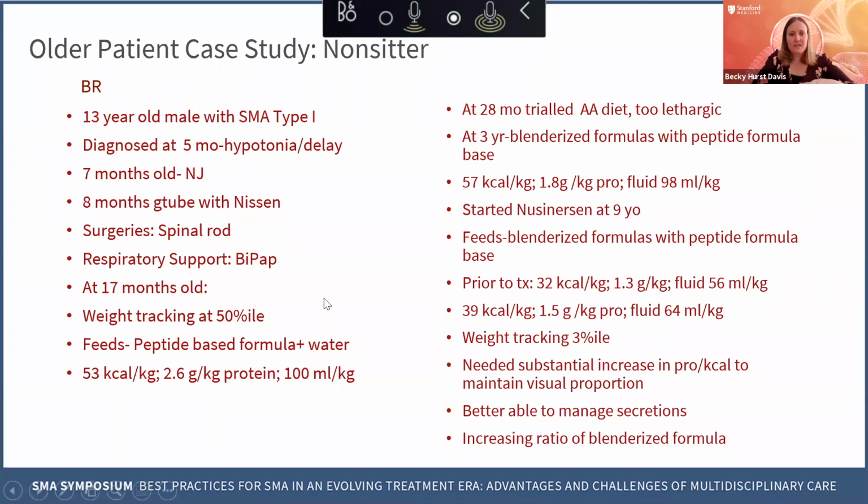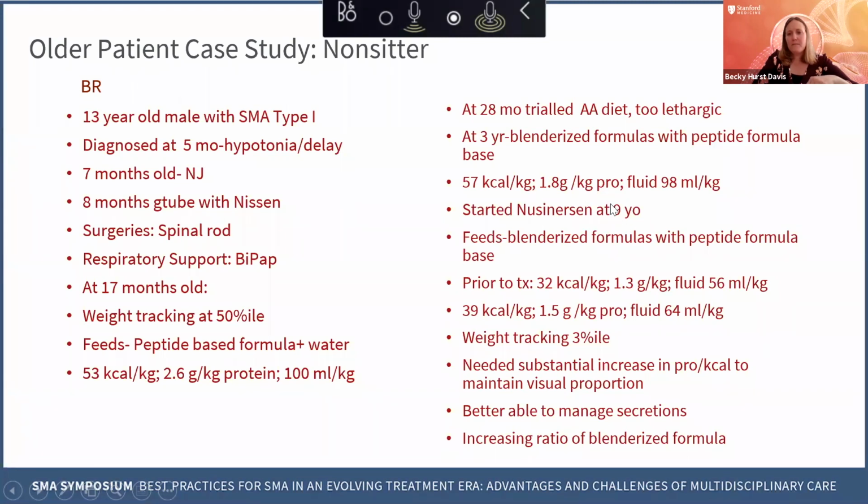On the stores, he is getting feeds of peptide-based formula and water, and he's had these same feeds for the majority of his life. At 28 months of age, he did trial an amino acid diet. He was too lethargic on this diet, and so we decided to take him off it. At 3 years old, he was on a blenderized formula with a peptide-based formula as the base, and he did get nusinersen at 9 years of age.